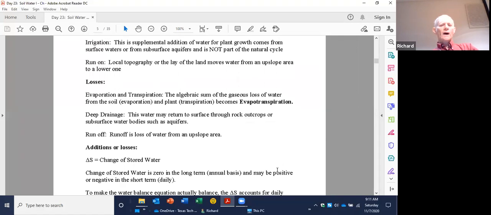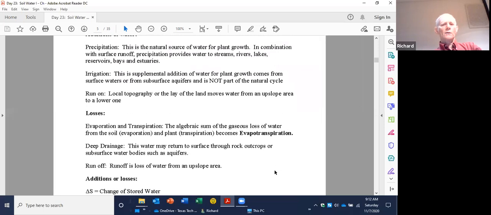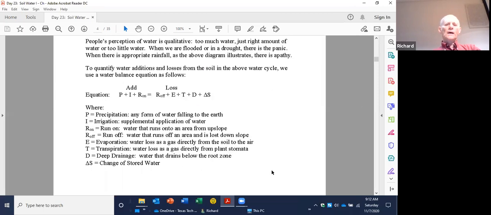If we talk about either additions or loss, the delta S is the change of stored water. To make the water balance equation actually balanced, we have to have this delta S component. If it rains one day and the plants do not evaporate that water or transpire that water, and we don't have evaporation or runoff, then that excess water is stored in the delta S term.